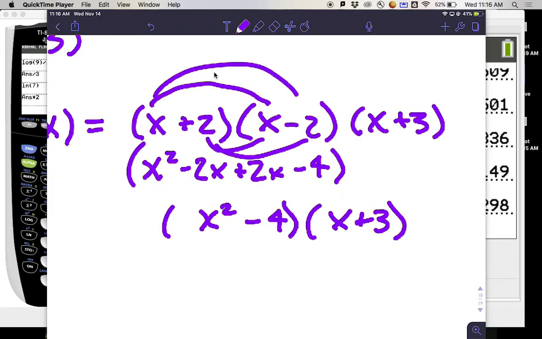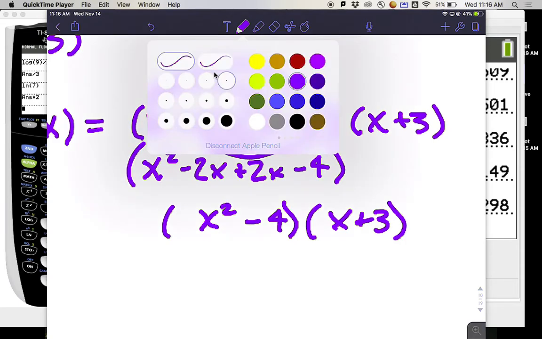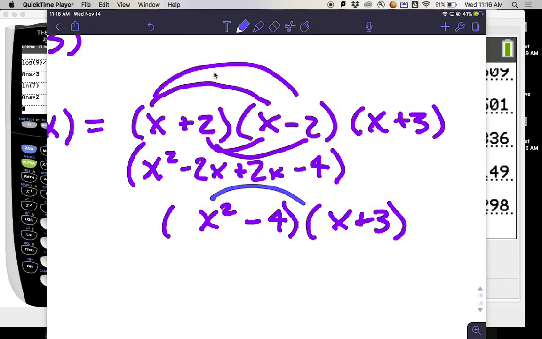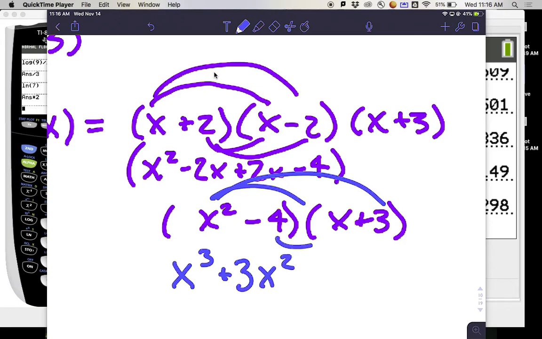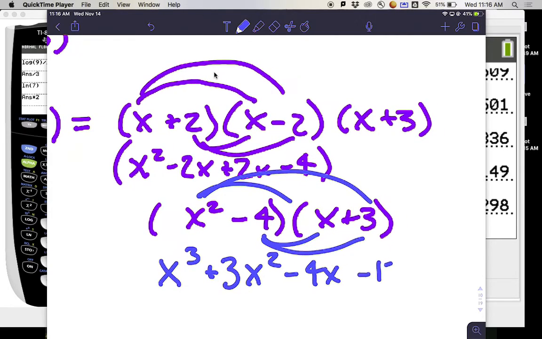And since that's two binomials, that's another FOIL problem. So we're going to go through all of those. X squared times x is x cubed. X squared times 3 is 3x squared. You've got negative 4 times x, that's negative 4x. And then finally you've got negative 4 times 3, that'll be negative 12.